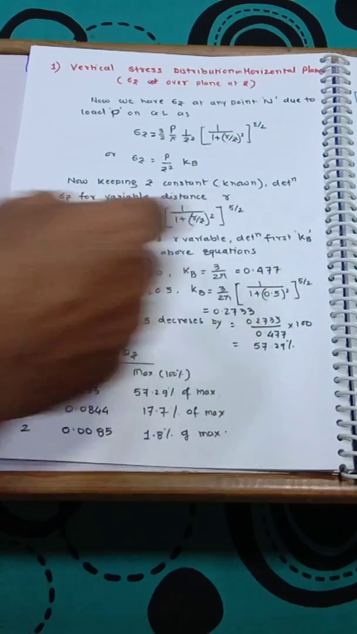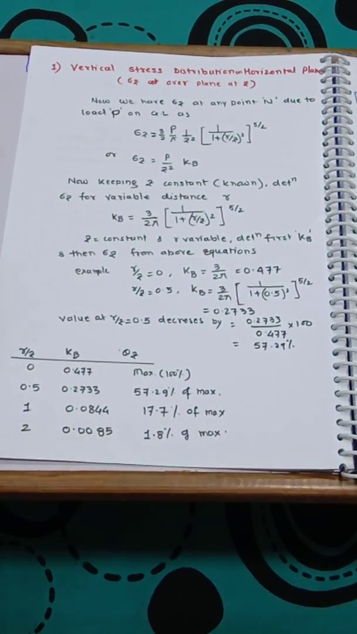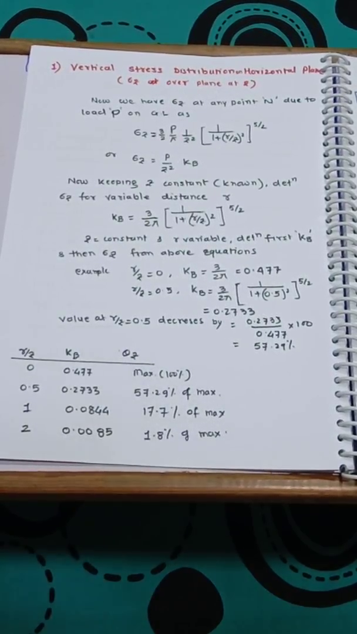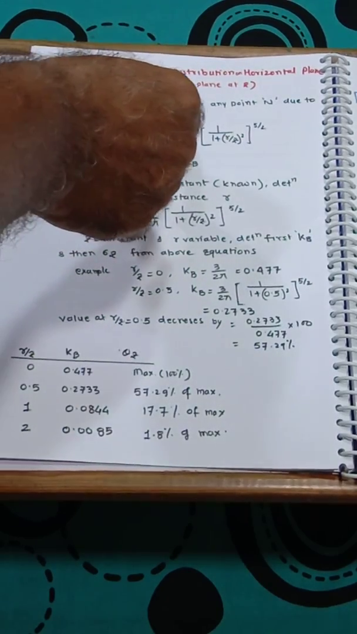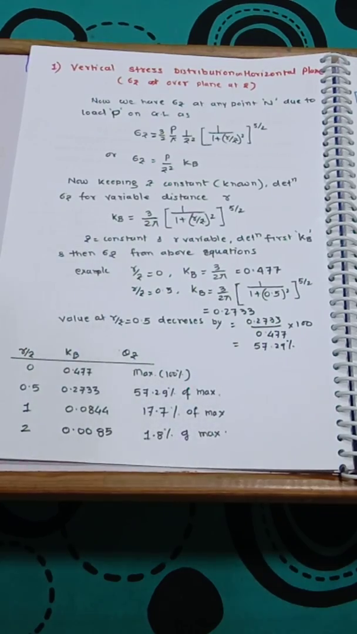Now we'll move to how the vertical stress varies because of the point load. The theory is given for a point load, then it is extended to different practical loads. First, how does the vertical stress sigma z distribute or vary on a constant plane at a depth z? On any horizontal plane, how does this sigma z vary? Here z is constant and r is a variable.